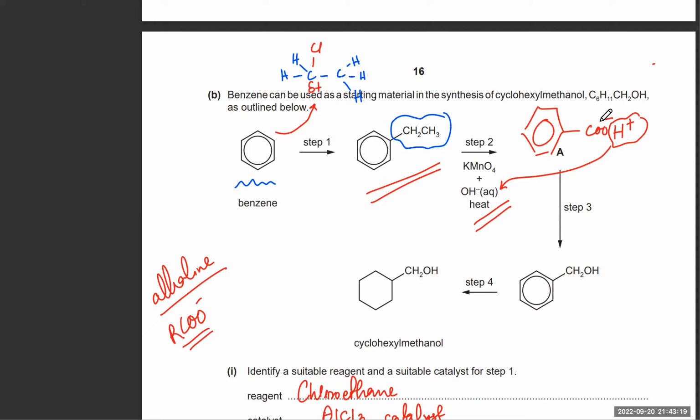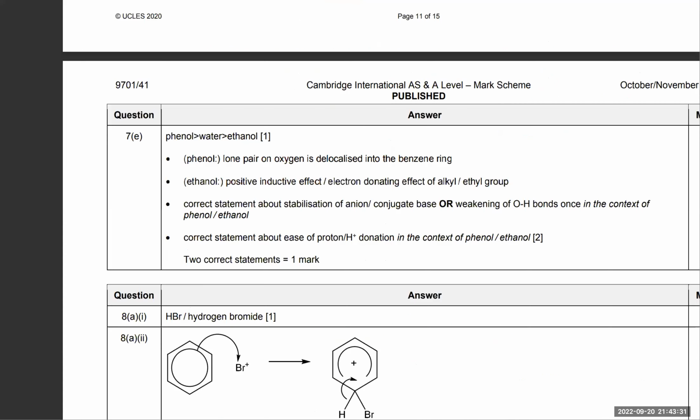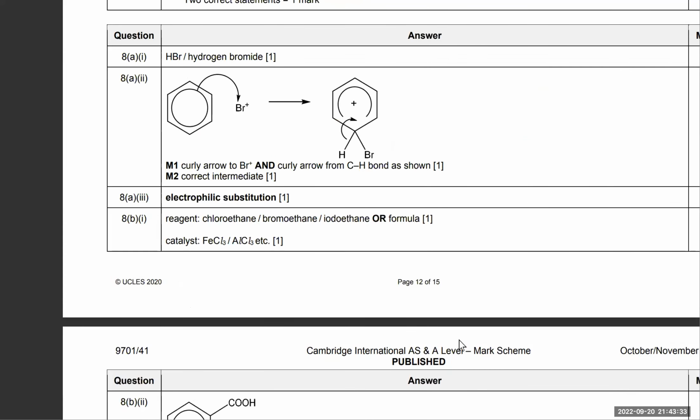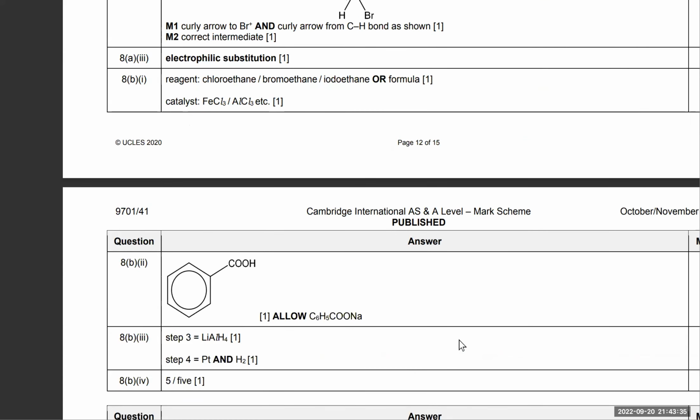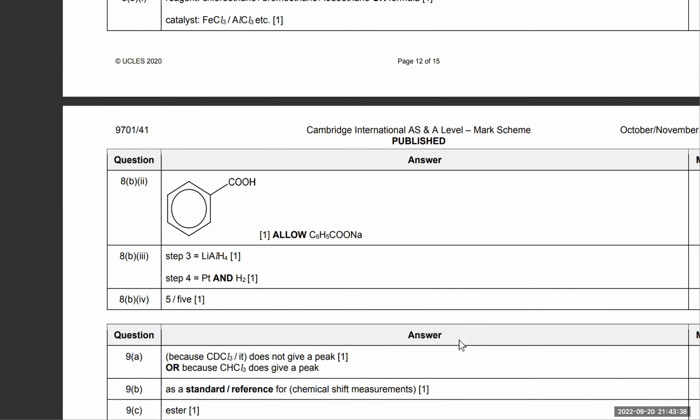So anyways, you got a carbon, and I suspect that they're actually ignoring the OH ions. Let me just check the mark scheme for this. Which question is this? Question number 8. So FeCl3, AlCl3. Yep, they're actually allowing both of them. I mean, they're kind of ignoring the OH ion. I mean, this is C6H5COO-. Is that clear?